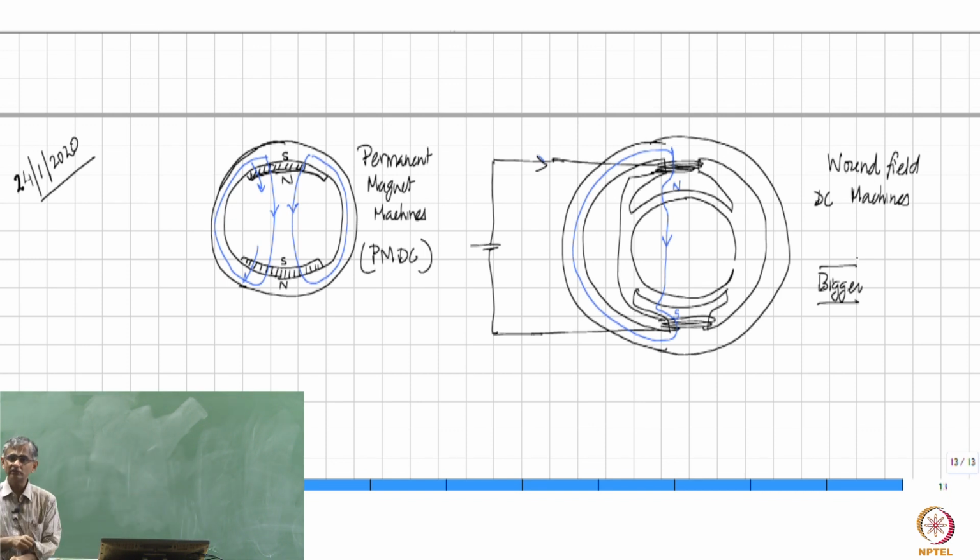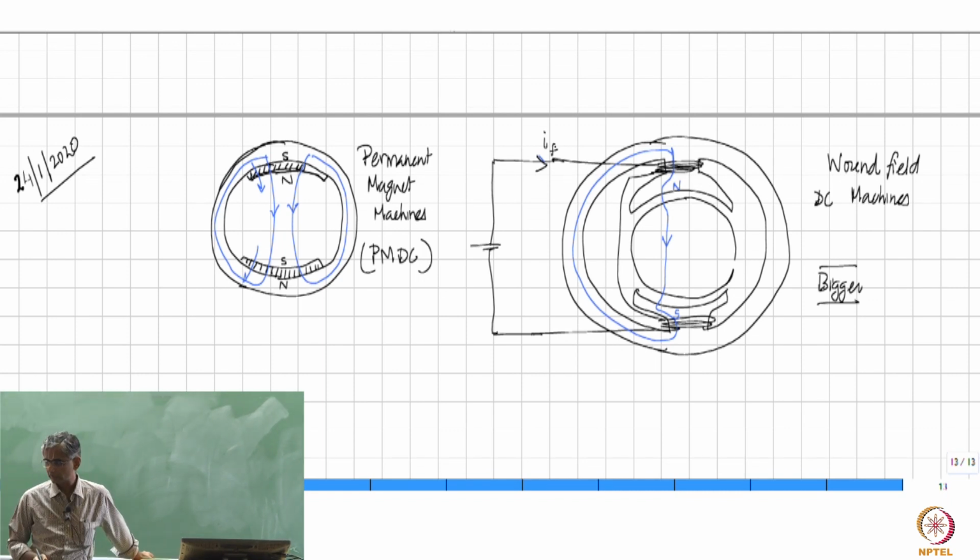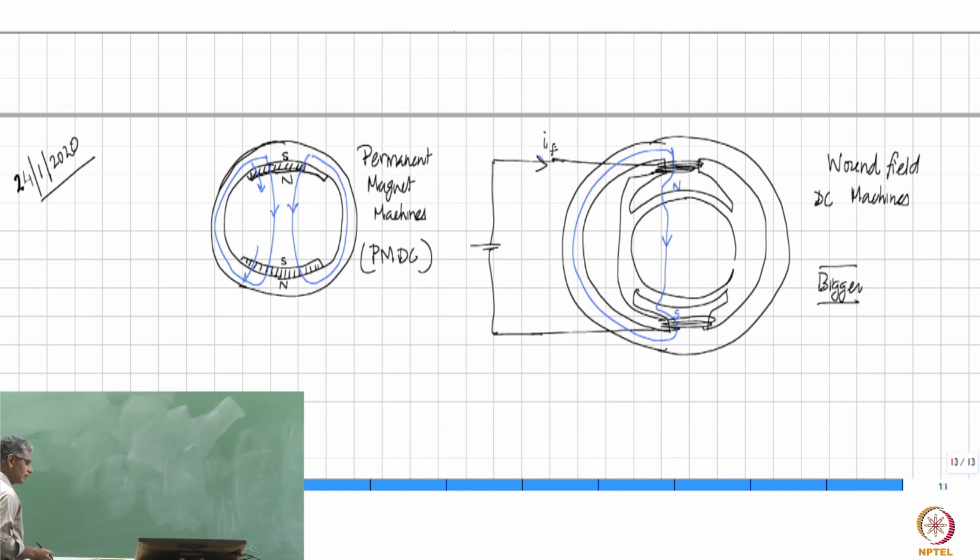But what is the advantage you get? The advantage is that the strength of the field that is generated in the second case can now be adjusted by determining how much current there is for the field. The armature part of it, whatever is there in the rotating member, in both cases is the same. There is no difference to that. The only difference is that in the second case, you are able to adjust the level of magnetic field, whereas in the first case, you cannot adjust it. Why is this important?